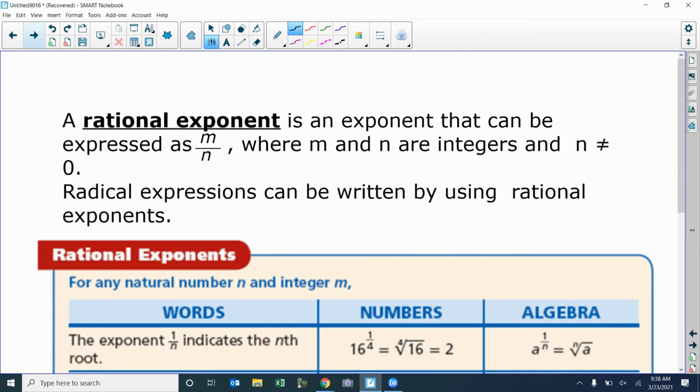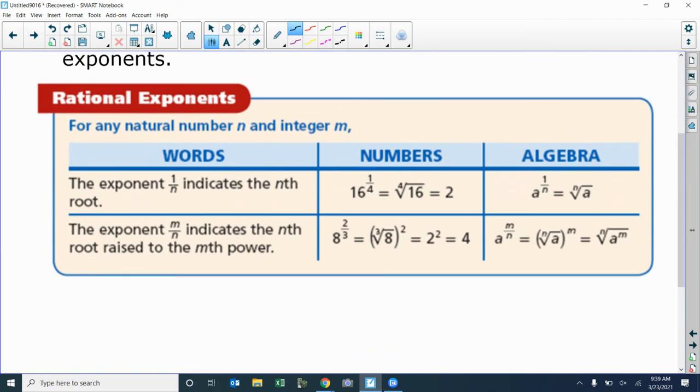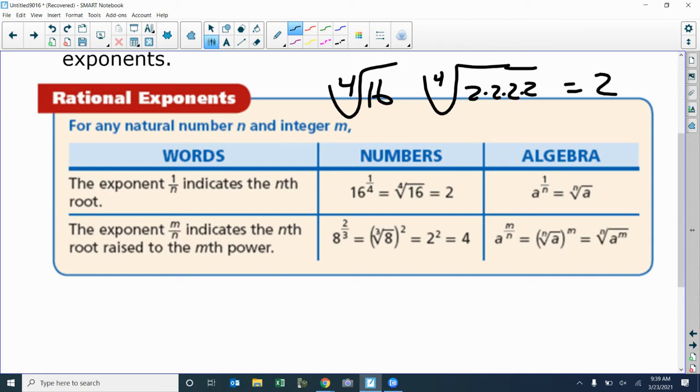All right. Here's what I showed you already. In algebraic form, 16 to the 1/4, we write that as the 4th root of 16. We can simplify that. The 4th root of 16 would be 2 times 2 times 2 times 2. Take out a set of four, and that would be simplified to 2.